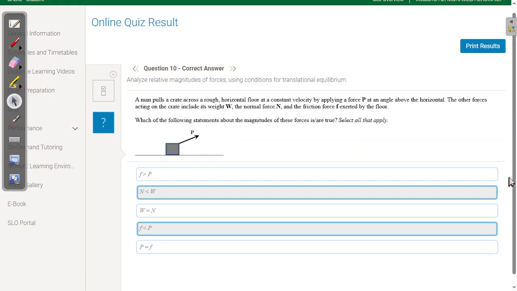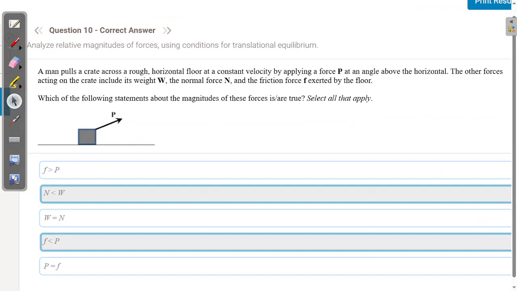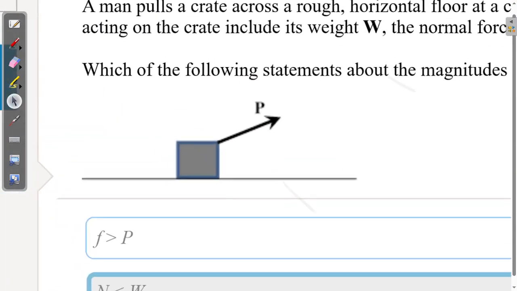Okay, a man pulls a crate across a rough horizontal floor at a constant velocity by applying a force P at an angle above the horizontal. The other forces acting on the crate include its weight, the normal, and the friction. Which of the following statements about the magnitude of these forces is true? So first of all, we need to draw the free body diagram.